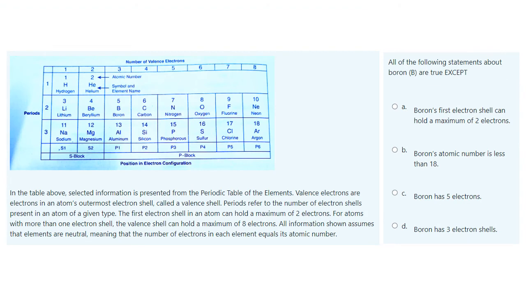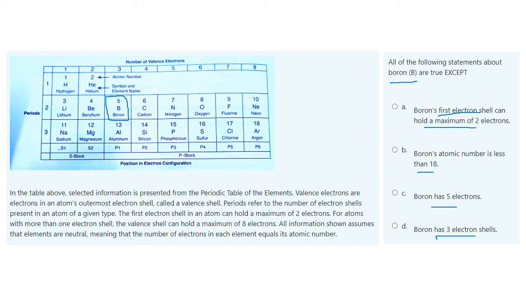Now, all of the following statements are true about boron except. So for boron, we are looking at this box here. Boron's first electron shell can hold a maximum of 2 electrons. Boron's atomic number is less than 18. Boron has 5 electrons. Boron has 3 electron shells.